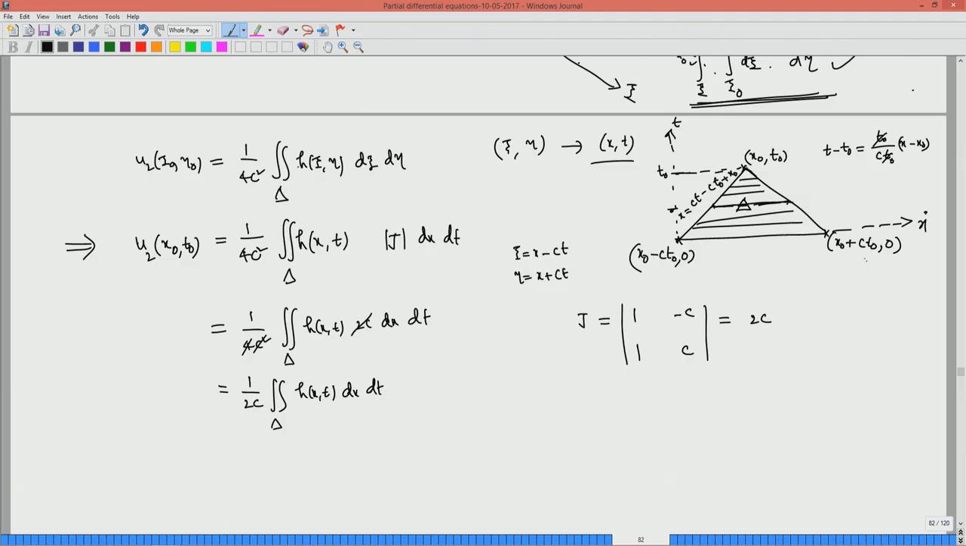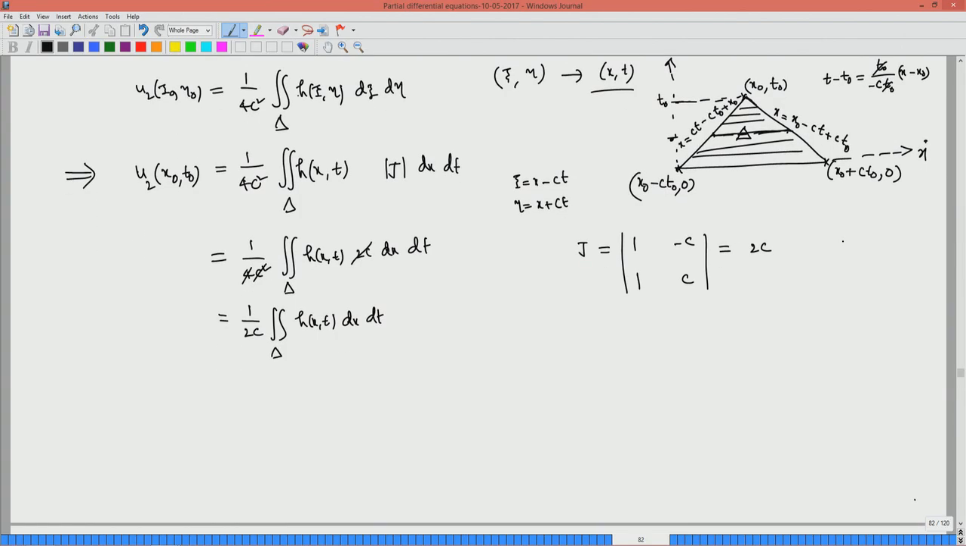So, if you do the same thing here, the equation of this line is, the slope is t naught divided by x naught minus ct naught. So, the only difference is a minus here, okay, for this line. So, in this case you have x equal to minus x naught first of all, minus ct plus ct naught. So, these are the equations.